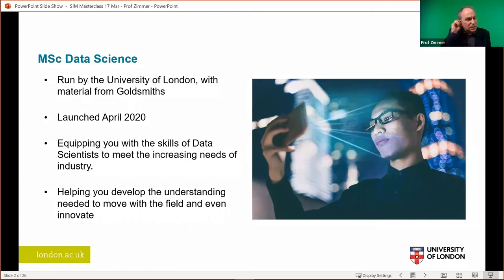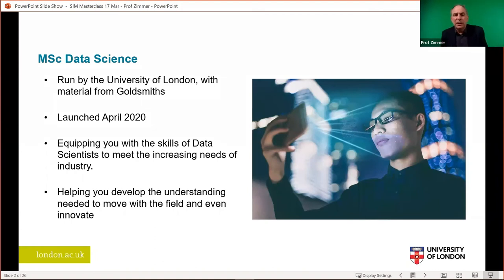So that's, and Goldsmiths does this with the University of London, who've been running distance learning programs since the 1850s. So they're the oldest provider, I think. This program was launched in April 2020. We haven't yet launched every single module. We're going to have the first run of every module by next October.